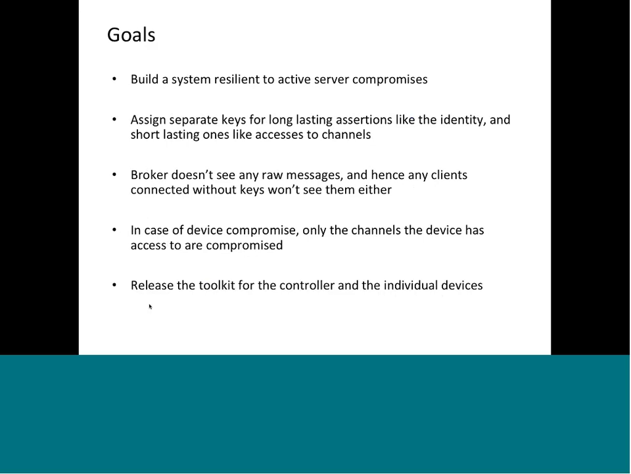Okay, so first I want to specify the goals for our system. We want to make sure that the system is resilient to active server compromises, and we assign separate keys for long-lasting assertions like identity and short-lasting ones, which prevent accesses to channels to clients that shouldn't be accessing. And we also want to make sure that in case of a device compromise, only the channels the device has access to are subsequently compromised, and not the entire system itself.